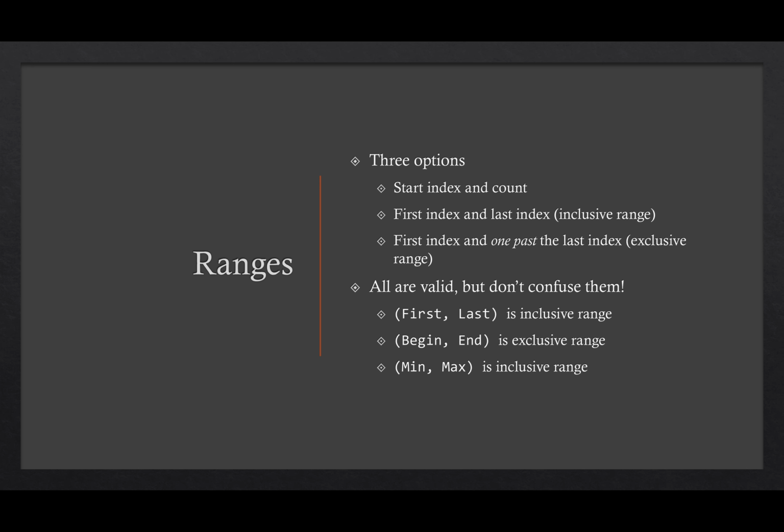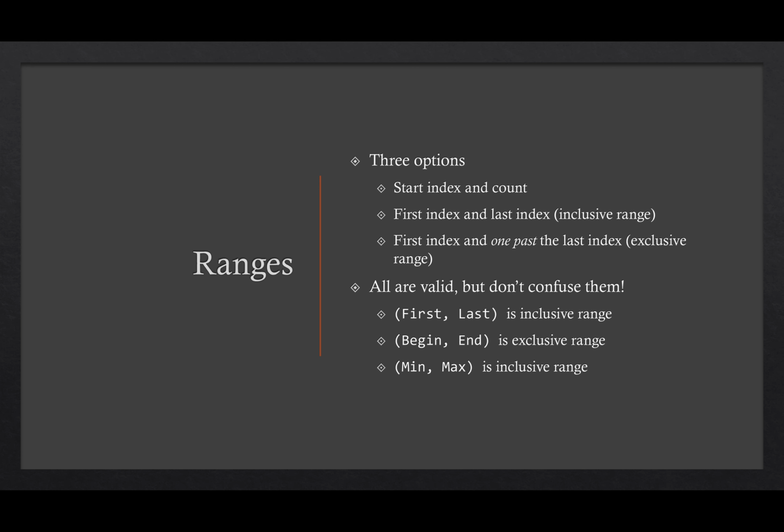Particularly in C++, the standard template library has this convention of using begin and end iterators to represent a range within a sequence of items, where begin is the first item in the sequence and end is one past the last item in the sequence. So that's an exclusive range. Sometimes you'll also use min and max, the minimum value and the maximum value in the range. That would be another example of an inclusive range, because the max item is included in that range. So those are ranges, three ways of doing it.